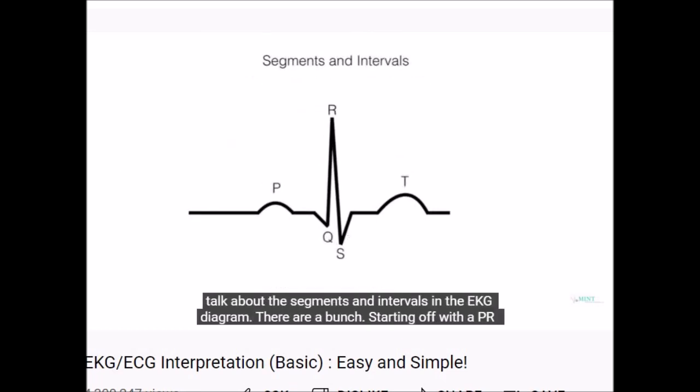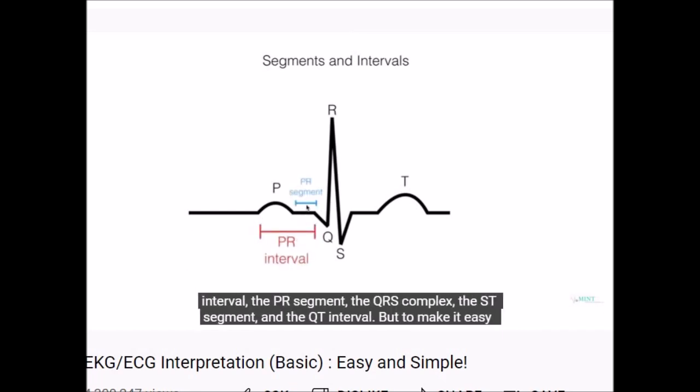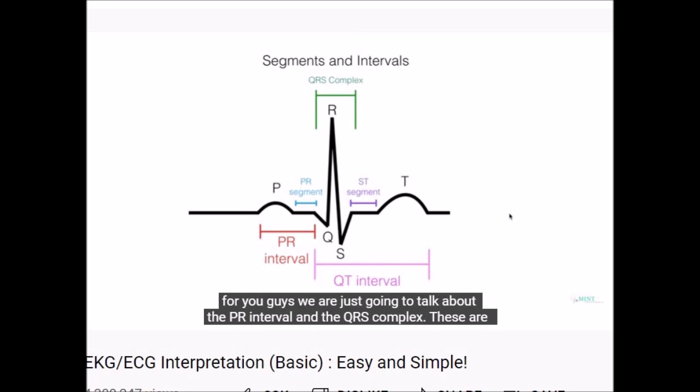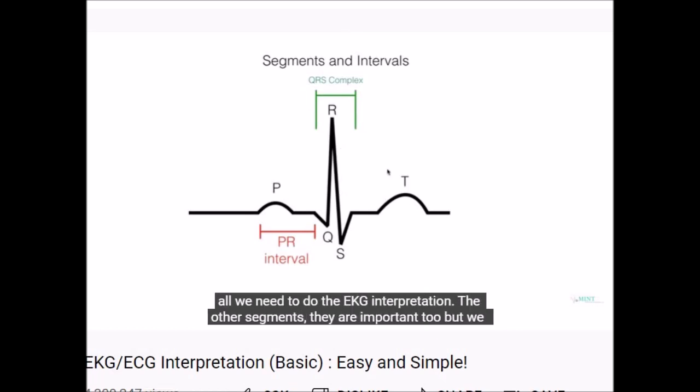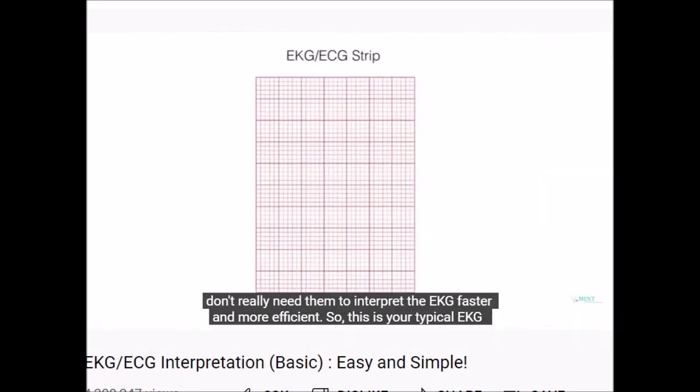So now let us talk about the segments and intervals in the EKG diagram. There are a bunch, starting off with the PR interval, the PR segment, the QRS complex, the ST segment, and the QT interval. But to make it easy for you, we are just going to talk about the PR interval and the QRS complex. These are all we need to do the EKG interpretation. The other segments are important too, but we don't really need them to interpret an EKG faster and more efficiently. So this is your typical EKG strip.